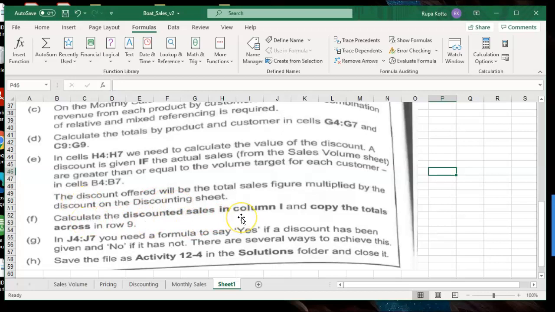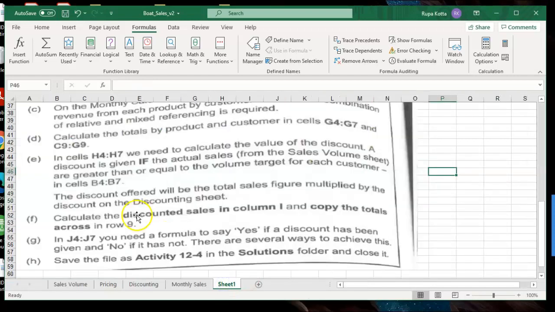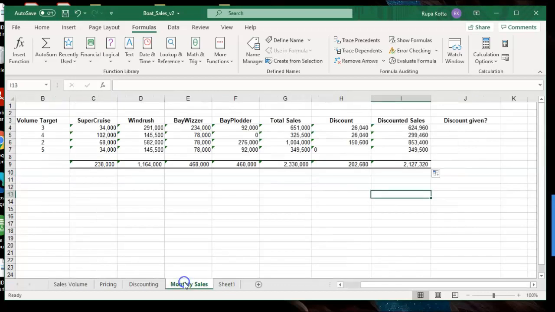Calculate the discounted sales, which we have just done. Copy the totals across the row 9. So they want you to copy these totals up to all the total columns. So all the totals are now calculated. In J4 to J7, you need a formula to say yes if the discount has been given and no if it has not. So in this particular column J4 to J7, you want to say yes if a discount was given and no if a discount is not given.